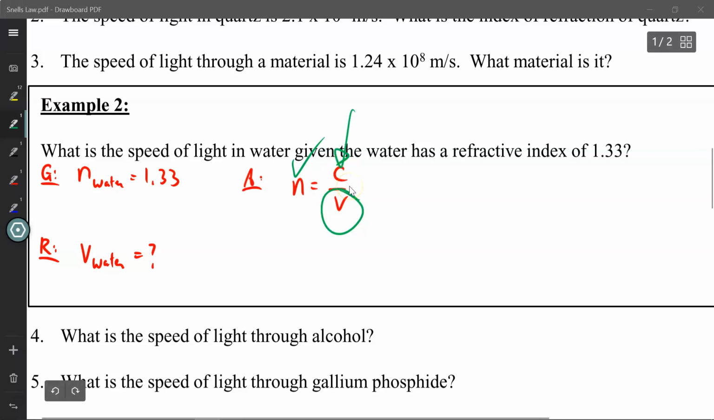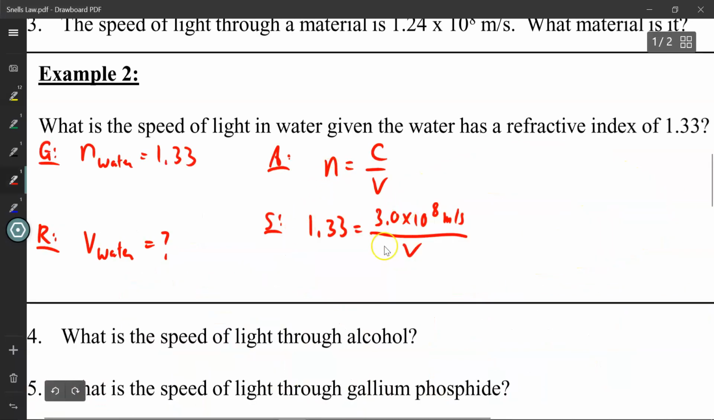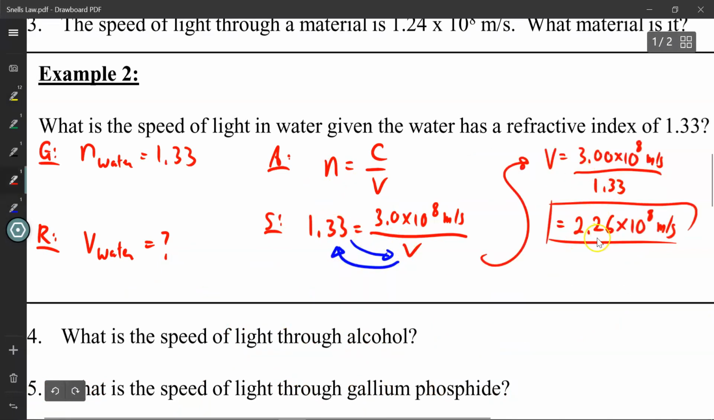But yes, you do. c, the speed of light in a vacuum, is constant. It will never change. It's always going to be 3.00 times 10 to the power of 8 meters per second. Now, that's not entirely true. It's more like 2.99 something, but for your convenience, we simplified it down to 3.00 times 10 to the power of 8. All right, so c value does not change. It's always going to be this. So I'm going to substitute the values in, then rearrange my equation, and I get 2.26 times 10 to the power of 8 meters per second.